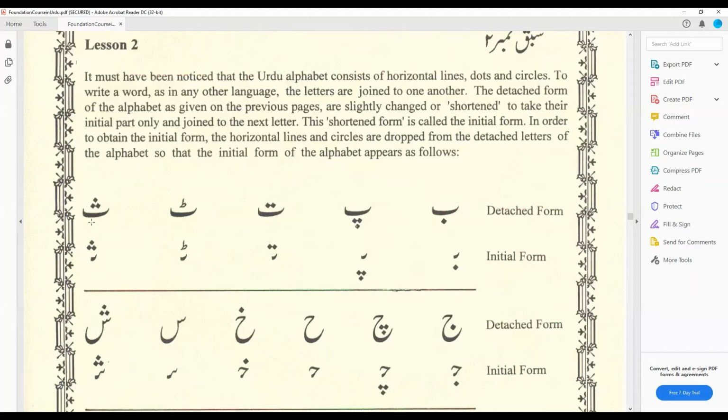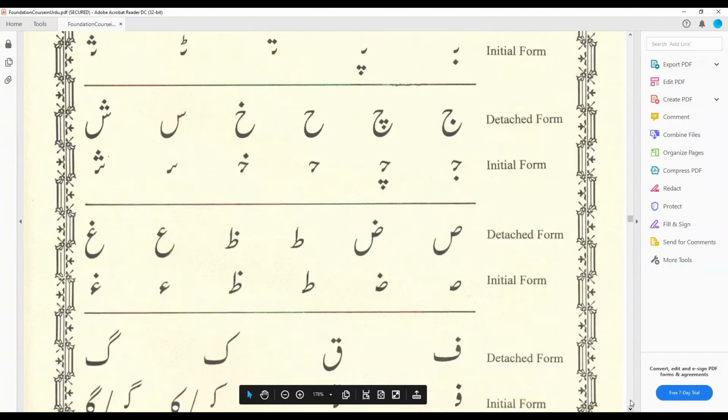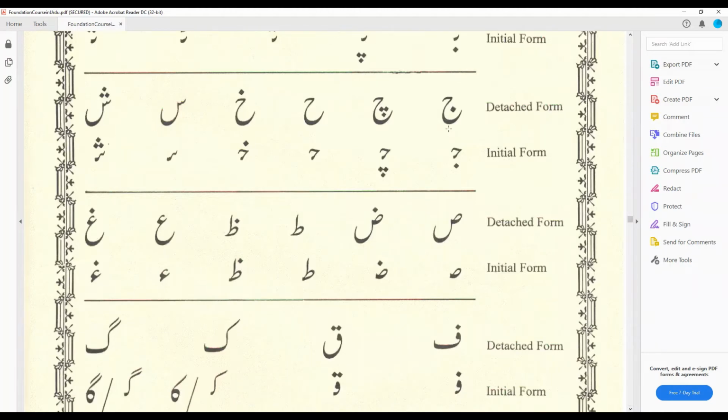Next we have the detached form, Jim, and the initial form, Jim. Half head. We are just going to use the head. Next we have che. This is che. And this is he. So I suggest you spend some time on the alphabet sheet, so you try to remember the alphabet.